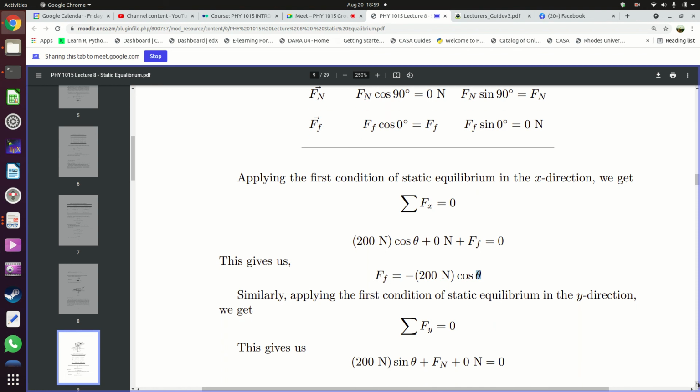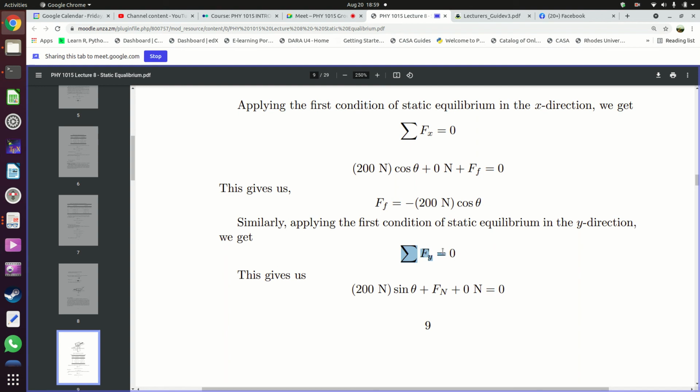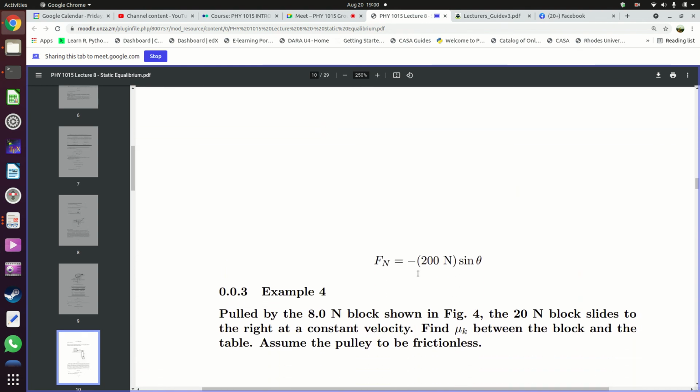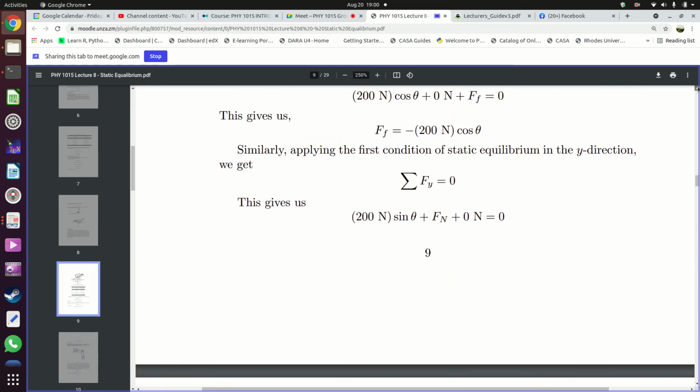Then for your normal force, we're going to have minus 173.2 newtons plus the normal force plus 0 degrees plus 0 newtons equals 0. So there we're going to end up having your normal force being equal to 173.2.